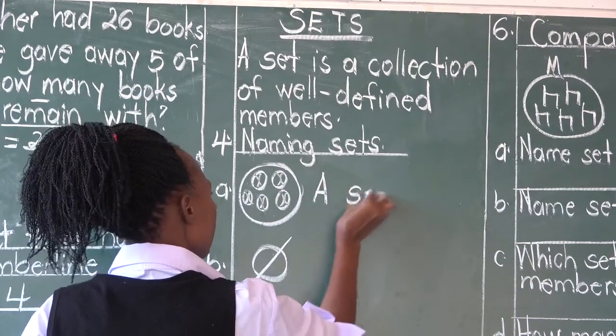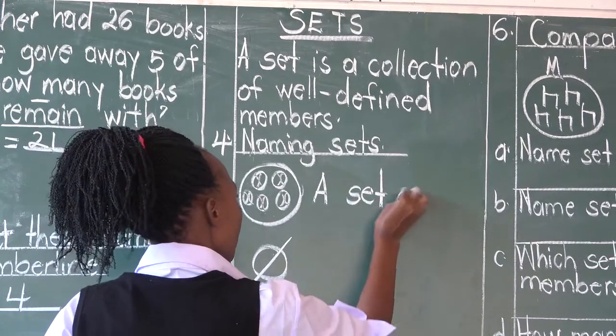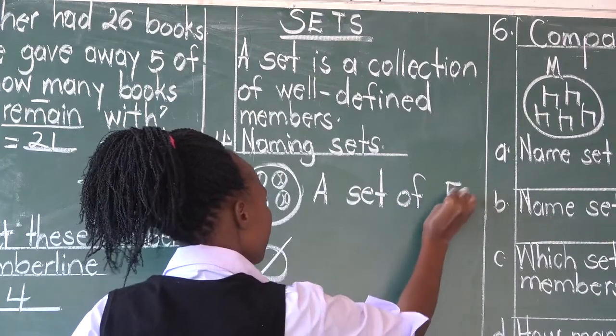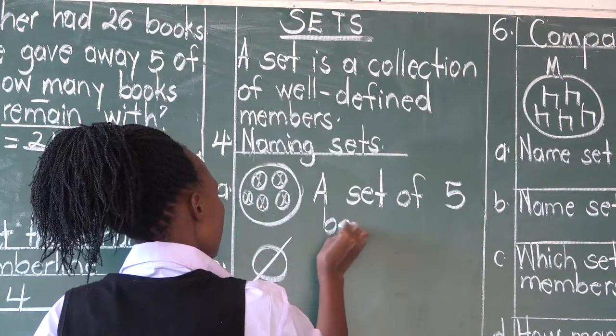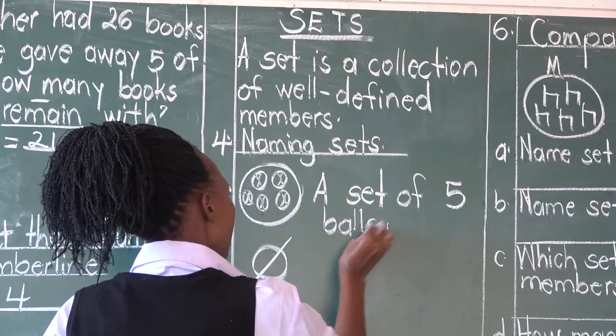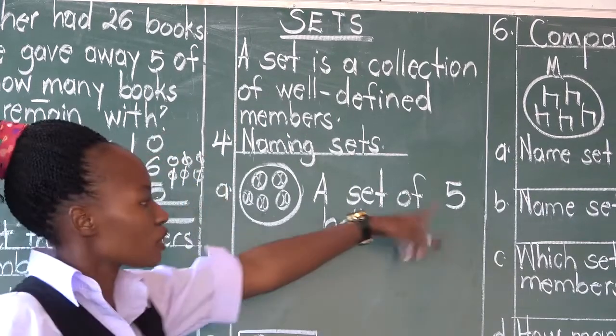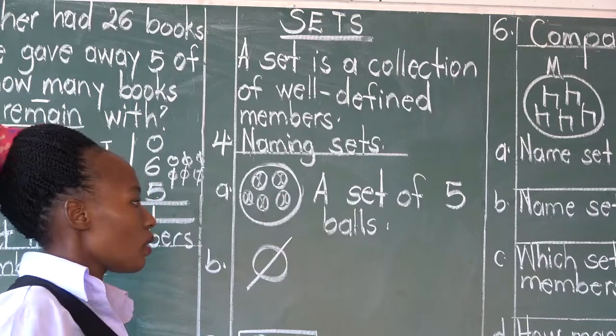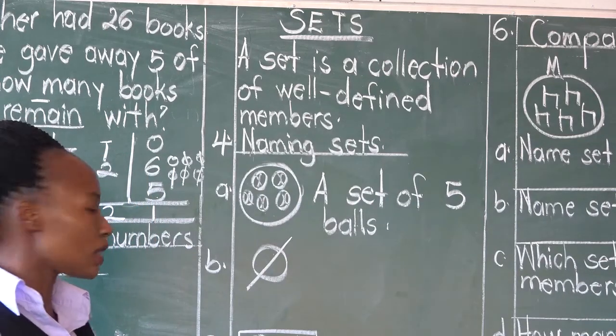A set of 5 balls. And here when you are writing, you are free to write the figure or the word. What is easier for you, that's what you write.